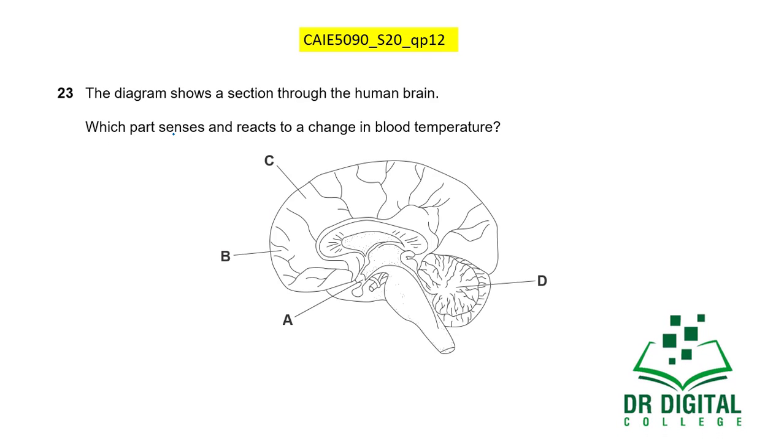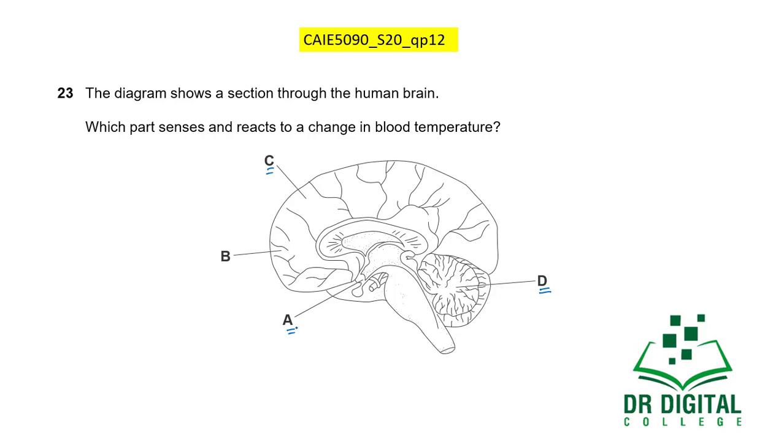In this question, the diagram shows a section through human brain. Okay, which part senses and reacts to the change in blood temperature? You know that A is cerebrum and B is the front part of the cerebrum, almost the same, while D is cerebellum. This is for the balance. C is for the memory and voluntary actions, while A is hypothalamus. This is the osmoregulatory center of our body.